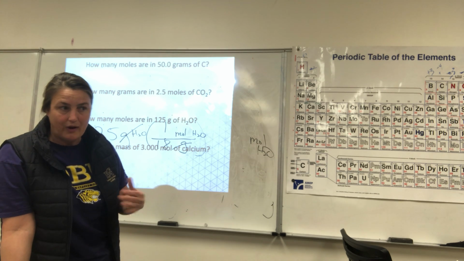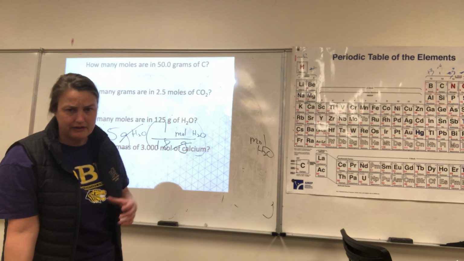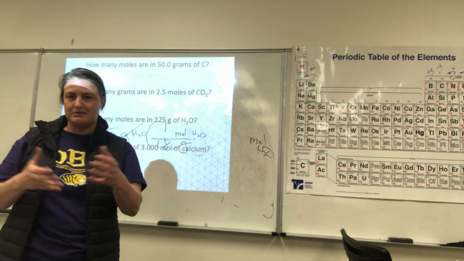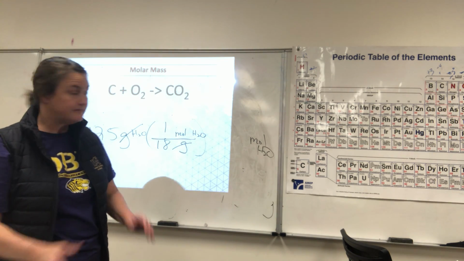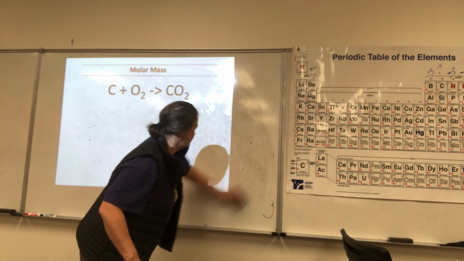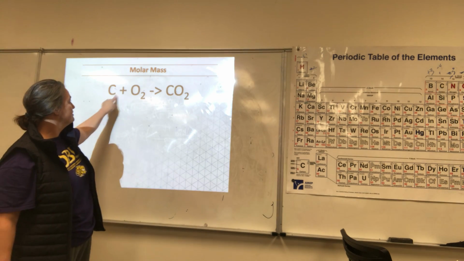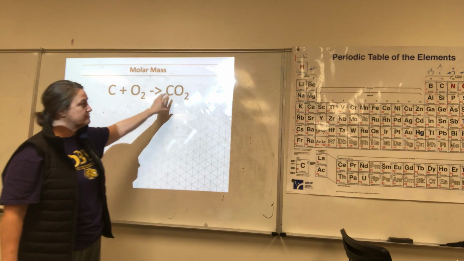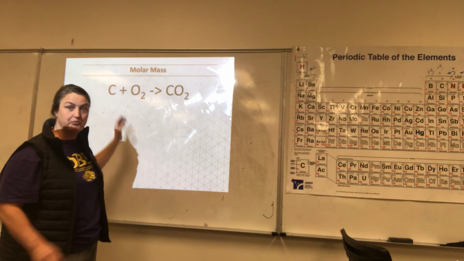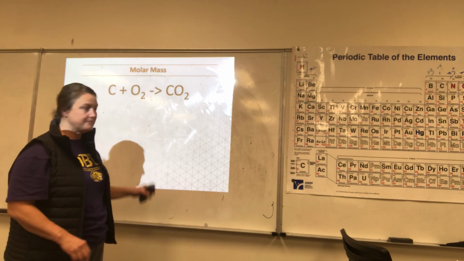You may be asking yourself, why is this included in the chapter about balancing equations? And how do equations and reactions translate into grams and molecules, and grams and moles? They do in this way. Here's just a general equation here. Carbon plus oxygen equals carbon dioxide. Remember how this is a shorthand method of writing out carbon plus oxygen yields carbon dioxide?